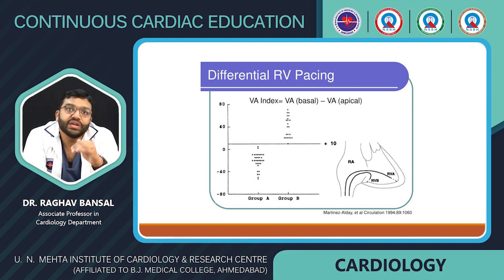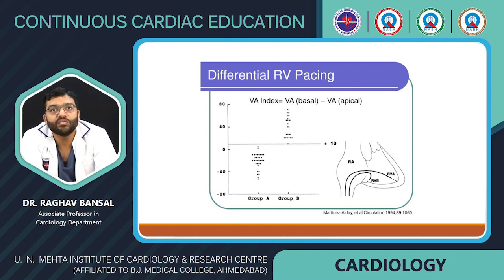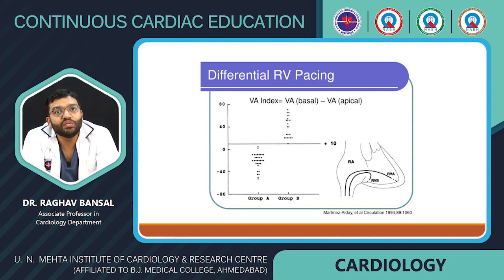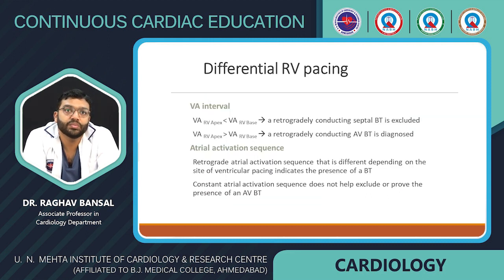Thus, when we compare the VA interval from basal pacing minus the VA interval from apical pacing, it will always be more in the absence of an accessory pathway, which is group B in this figure, and it would be less in the presence of an accessory pathway, which is group A in this patient. So VA RV apex less than VA RV base suggests absence of a septal bypass tract, while VA RV apex more than VA RV base suggests presence of a bypass tract.